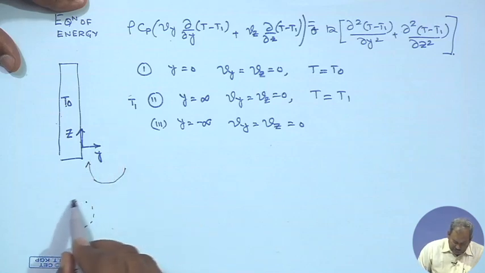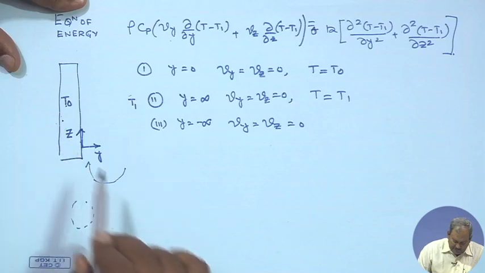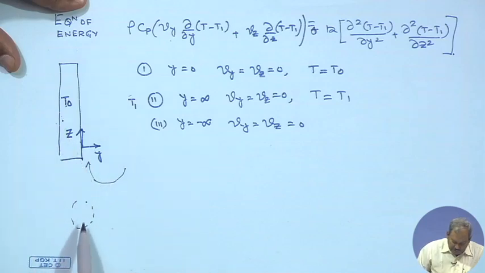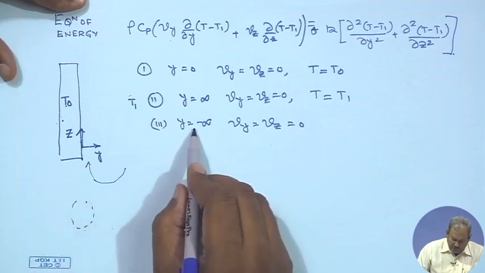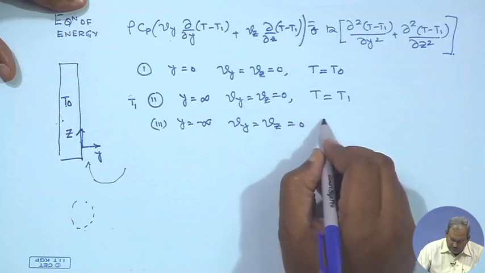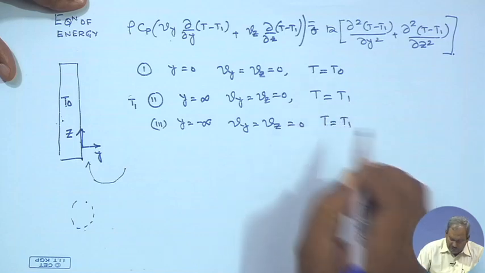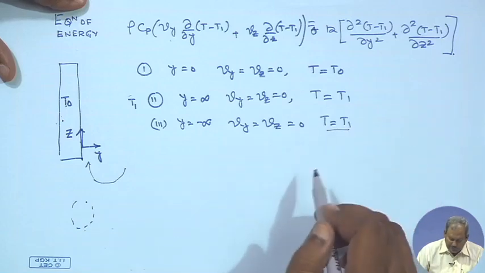So, therefore, this region remains unaffected by the presence of the solid plate. So, y equals minus infinity is at a point far from the plate and below it, and therefore, at y equals minus infinity, Vy is equal to Vz equal to 0 and T is again going to be equal to T1, which is the temperature of the air surrounding it.